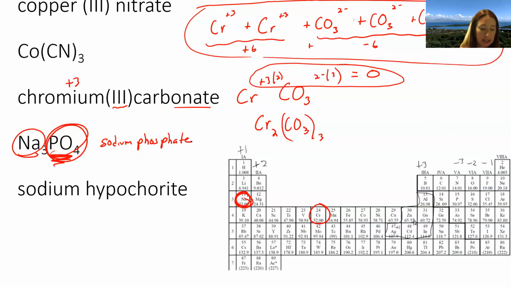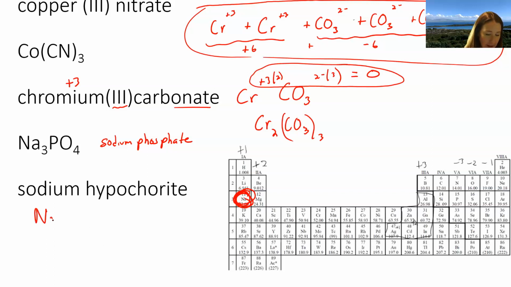Now, the question is, does it need a Roman numeral? Because it's an ionic compound. It's sodium. It does not need a Roman numeral. So you're done. Sodium phosphate. All done. Don't need to worry about anything else. It's wonderful when they don't need Roman numerals. Okay, let's try this one.